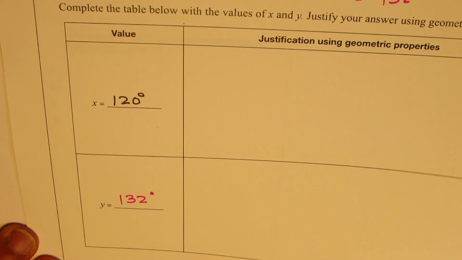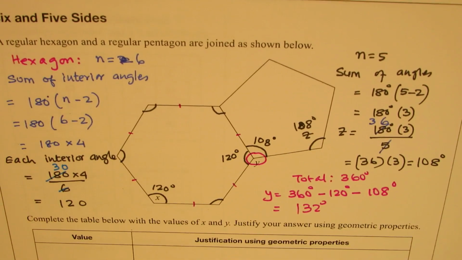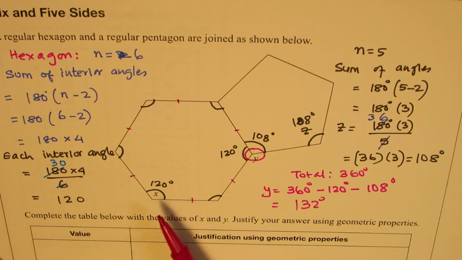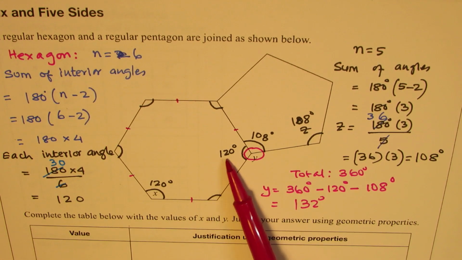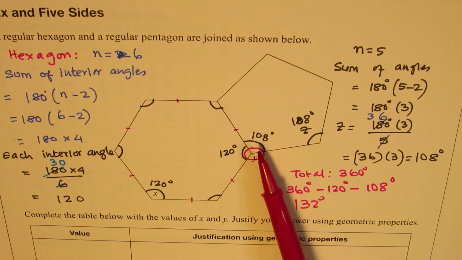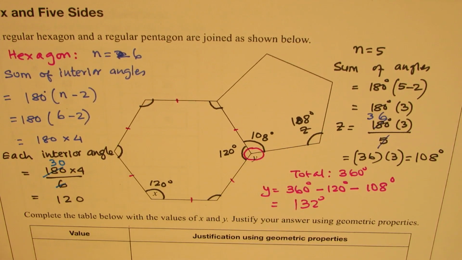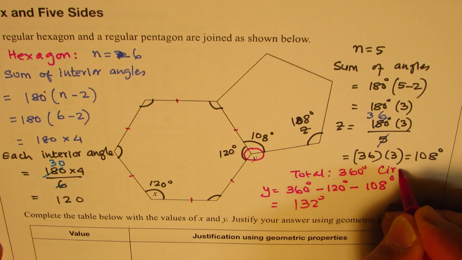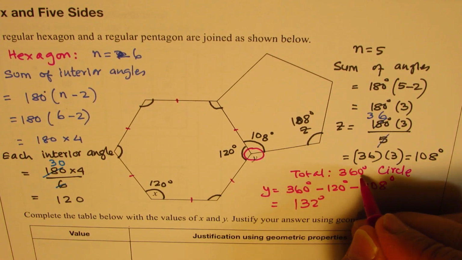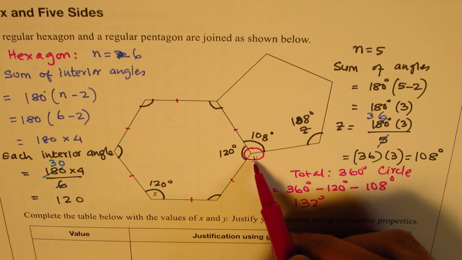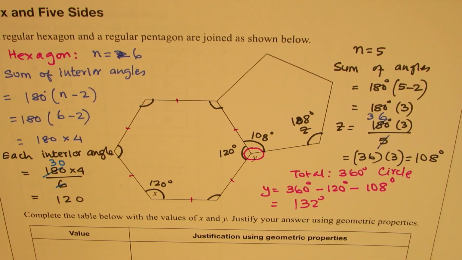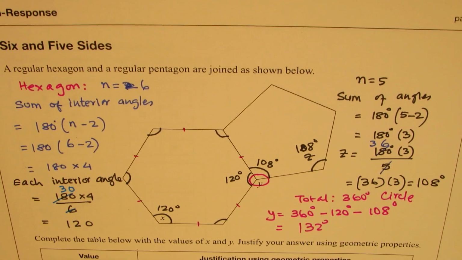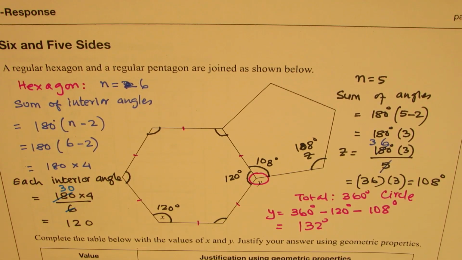So I hope the steps are absolutely clear. Let's go through them once again. We found the internal angle for each. For a hexagon, each angle is 120. For a pentagon, it is 108. This is a circle, right? It is 360 degrees about a point. So the total should be 360. Y is 360 minus 120 minus 108, which gives you 132. So that is how we are going to solve this, right? So let's take the next question.